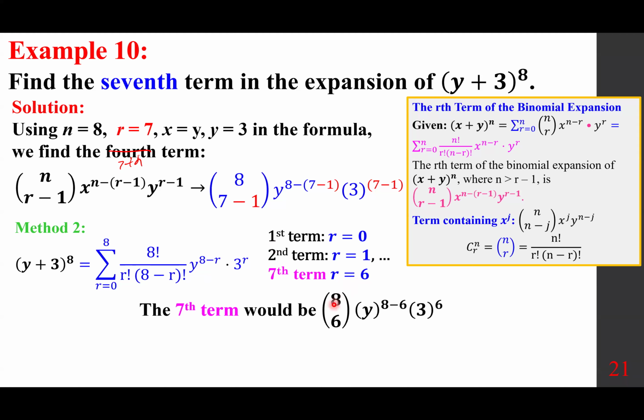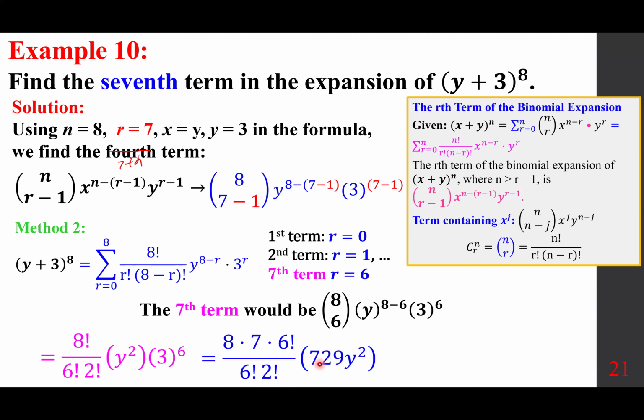So this is 8 factorial over 6 factorial times 2 factorial, y squared, 3 to the power of 6. This one, we go with 8 times 7 times 6 factorial. 3 to the power of 6 is 729. And these two cancel each other. 2 factorial is 2. 4 times 7, 28 times 729, we get 20,412 y squared. It's pretty straightforward, everybody.